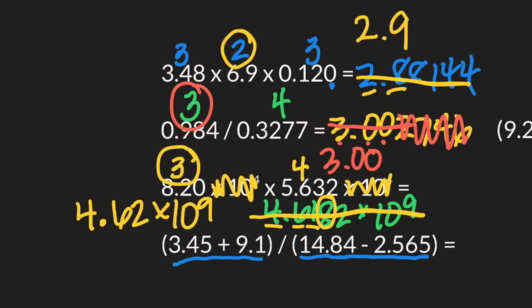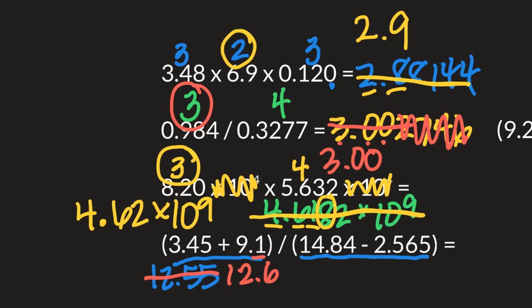So, first thing, 3.45 plus 9.1 is 12.55. Now, is that the right number of decimal places? The answer is no. Because 9.1 only goes out to one decimal place, we're going to make this 12.6 because it goes out to one decimal place.